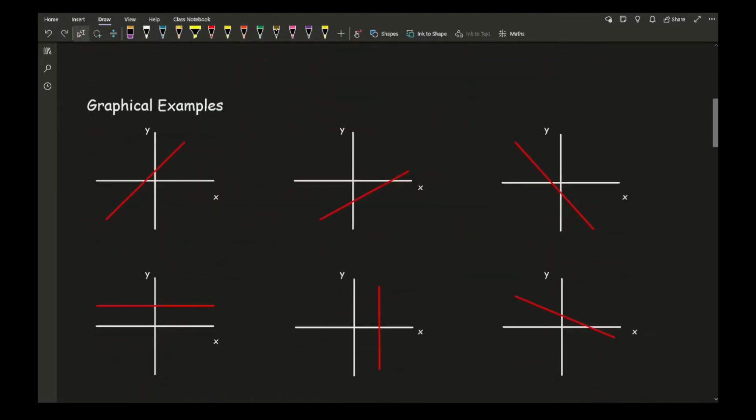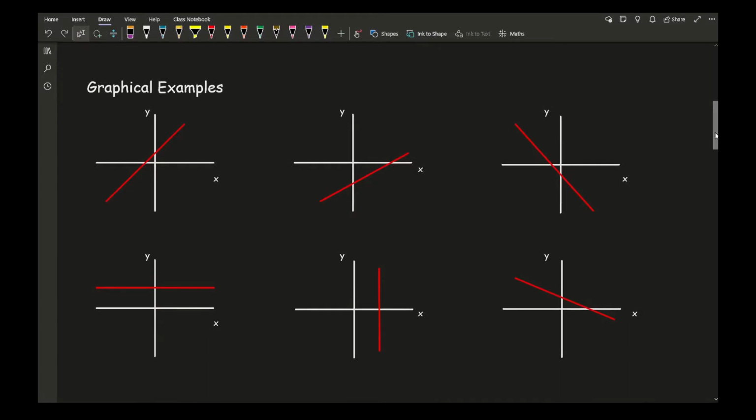So here we've got an example of 6 particular graphs. In the first graph, we can see that we've got a positive gradient because the line is going in an upwards direction. And the y-intercept is going to be this point here. So the y-intercept is also going to be positive.